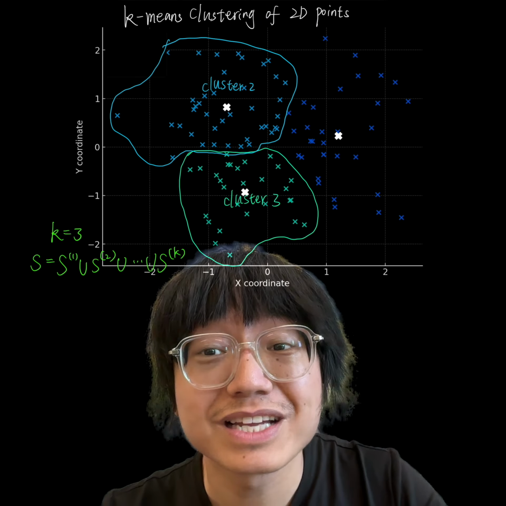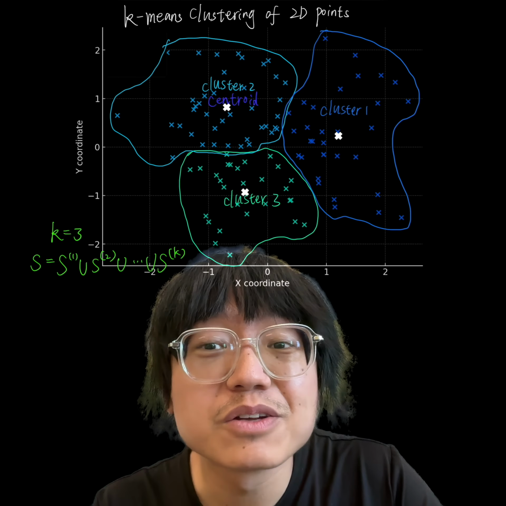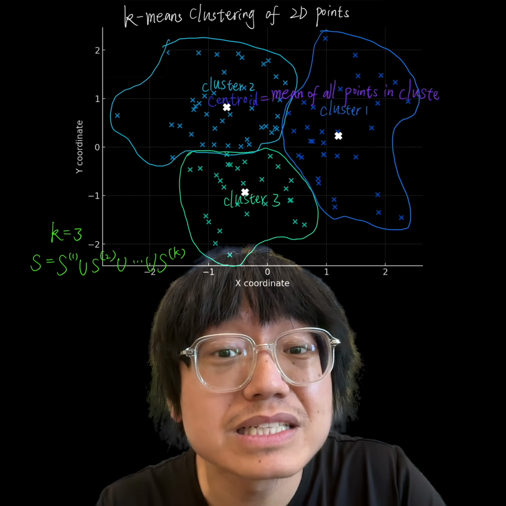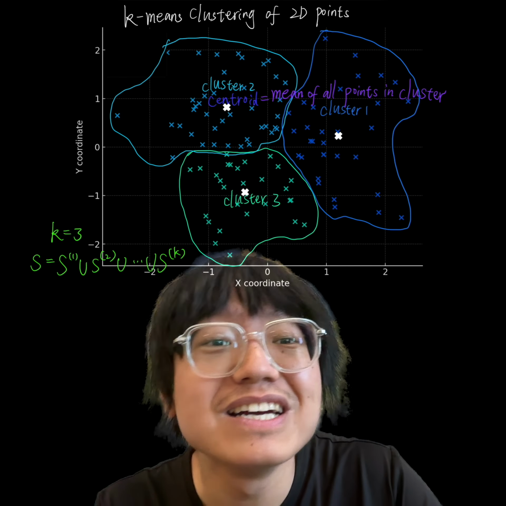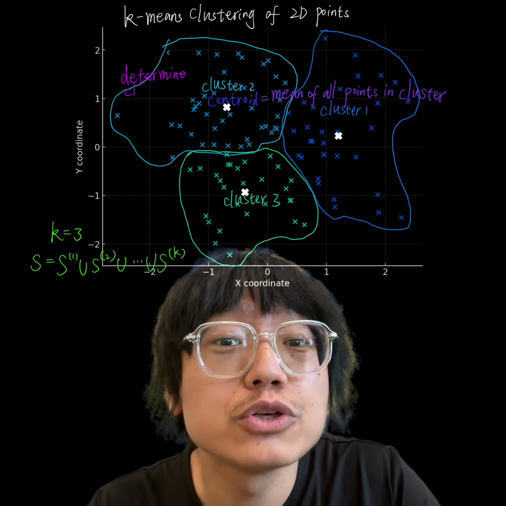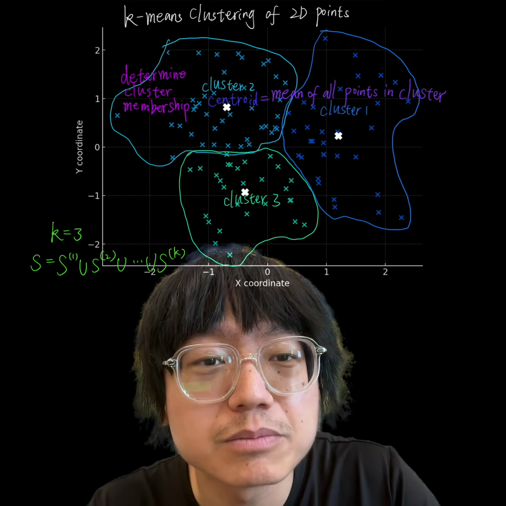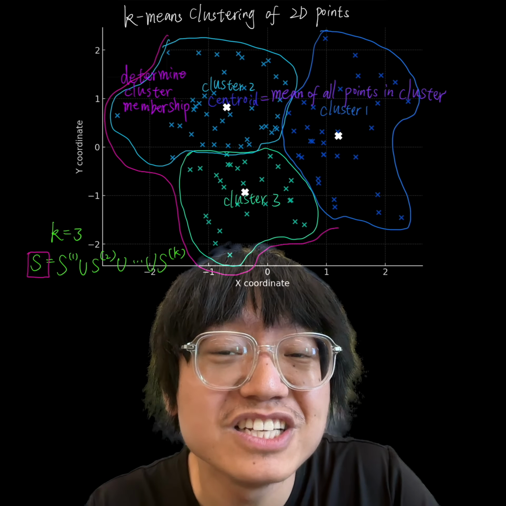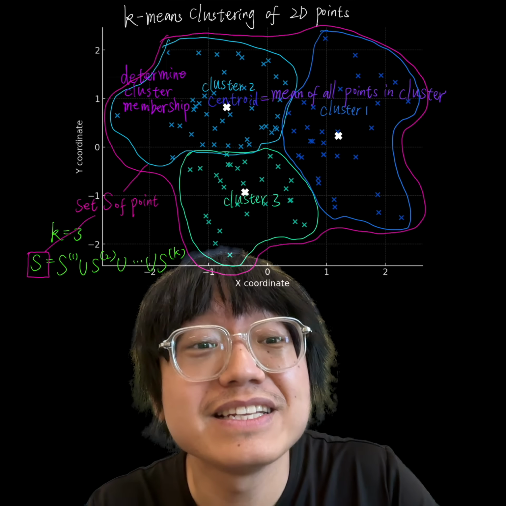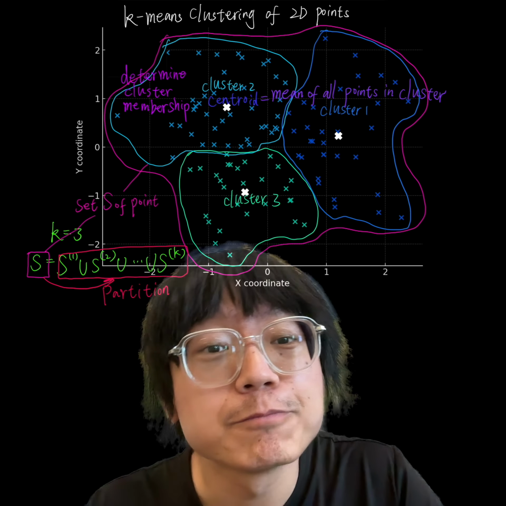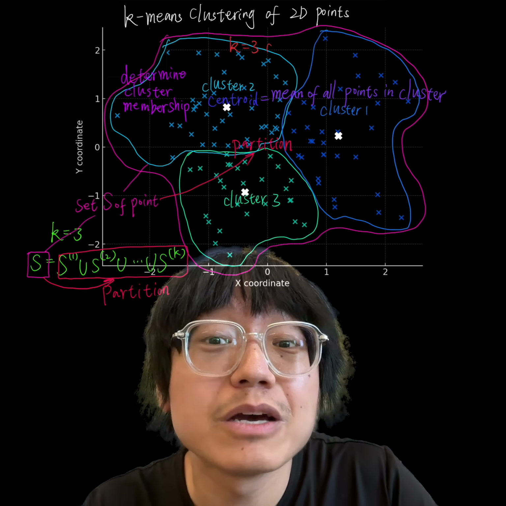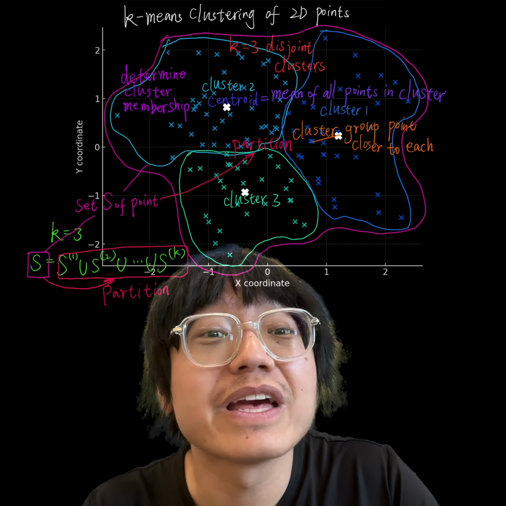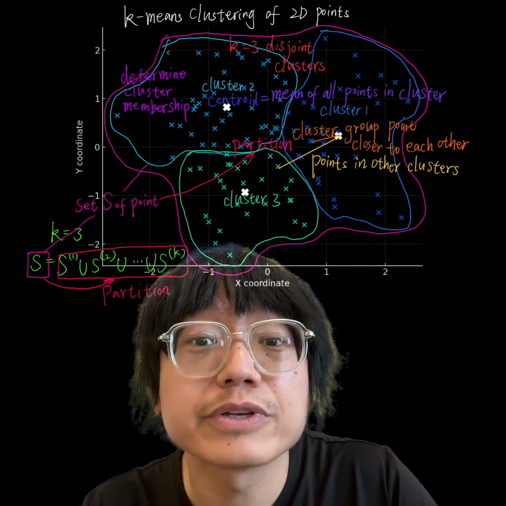Each cluster's centroid is marked by a white X. These centroids are calculated as the mean of all points in the respective clusters and are used to determine the cluster membership of the points during the iterations of the k-means algorithm. This clustering is a very practical example of how we can partition a set S of points into k disjoint clusters. Each cluster group's points are closer to each other than to points in the other clusters, thereby achieving the goal of the k-clustering algorithm.